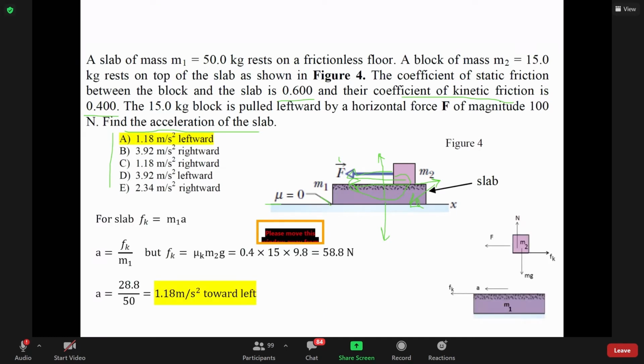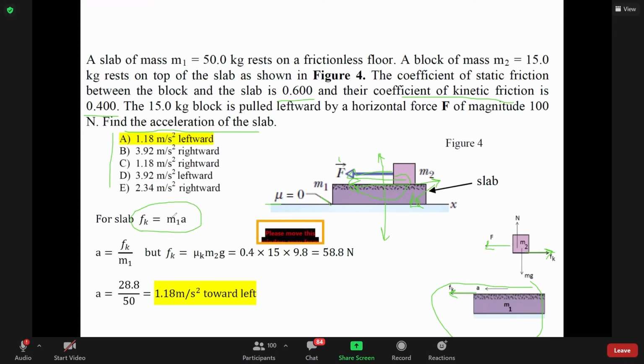The block has a force pulling to the left, with force of friction Fk to the right. The slab has only one horizontal force, which is the kinetic friction Fk. So what is Newton's second law? The total force on the slab, I'm talking about the slab, is equal to ma, the mass of the slab times a.